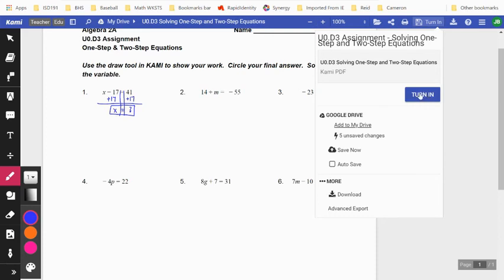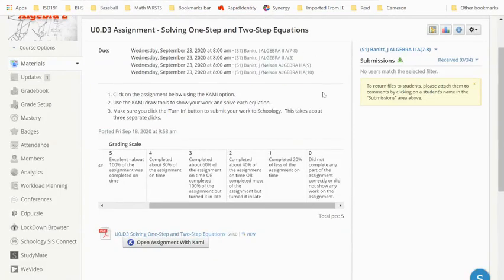And what it's doing is it's saving and adding to your Google Drive, but it's also going to take you back to Schoology. So I can't do it because I'm logged in as a teacher. I don't have the ability to turn in assignments. It hasn't been assigned to me. But when you do, it'll bring you back to Schoology and it'll say, would you like to submit the assignment Unit 0, Day 3 with your file name? You have to hit Submit, and then it submits to your teacher.